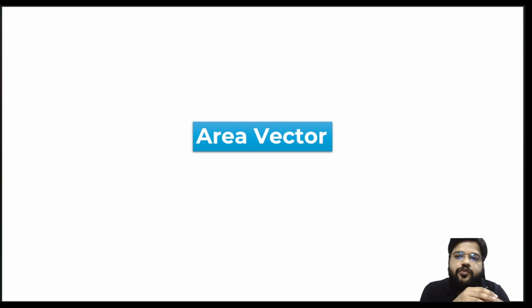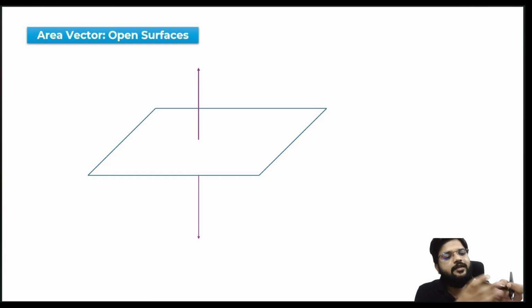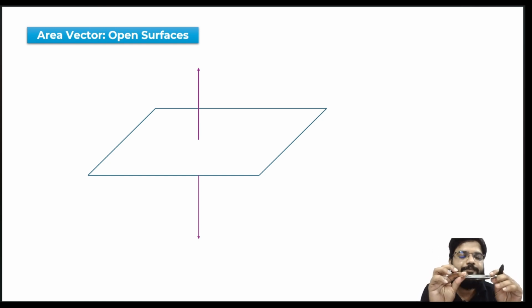In today's class, first of all, we will discuss the area vector. Here we have two cases. First of all, we will find the area vector for the open surface. You can see it in this picture. We have an open surface, like this disk, and a disk is an open surface, correct?